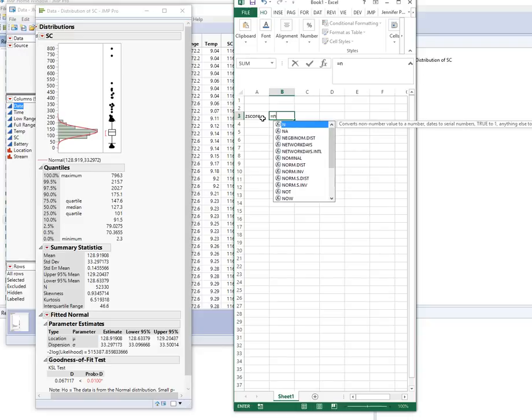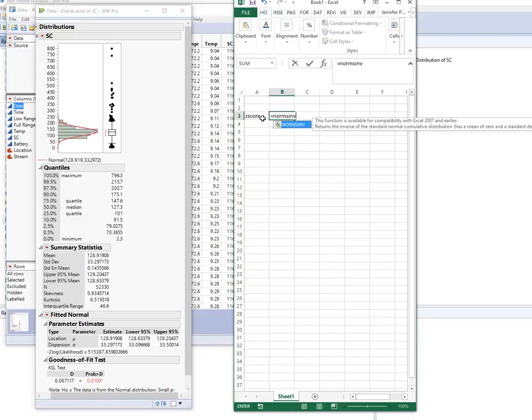So I'm going to use my NORM.S.INV function, and I want to use that 0.025 for the 2.5%. That's going to give me the left tail, negative 1.96. And I know that because of symmetry, that the right tail for the 2.5% is going to be the exact same thing, except it's going to be positive. So I have my lower z-score threshold and my upper z-score threshold.